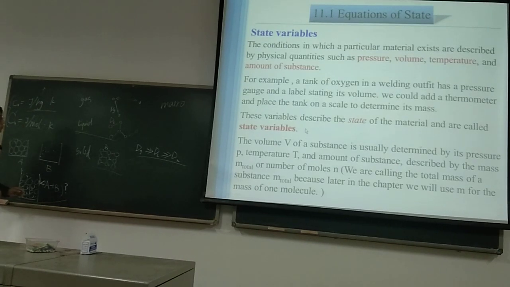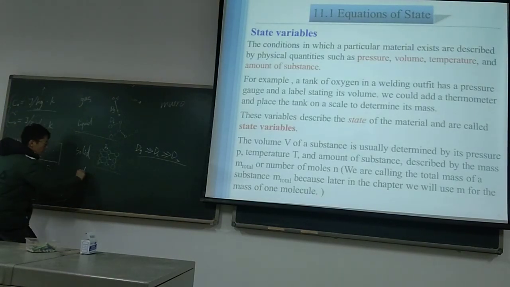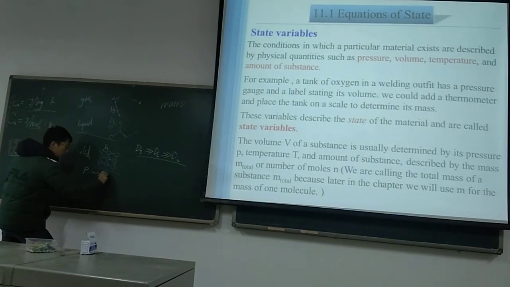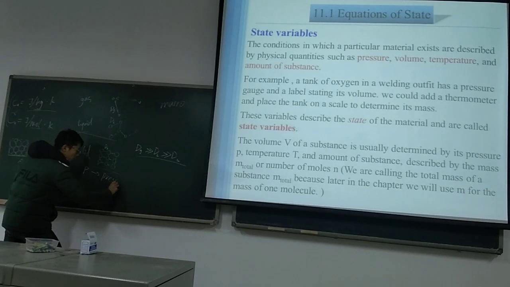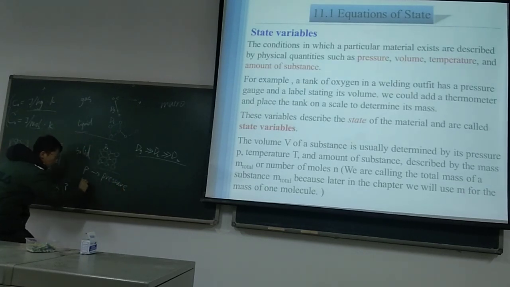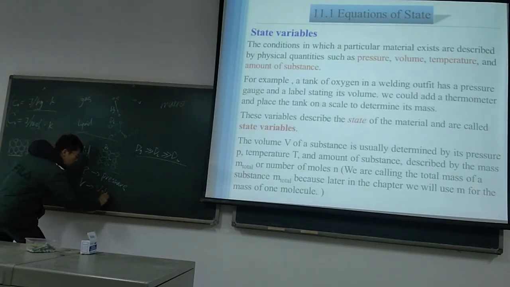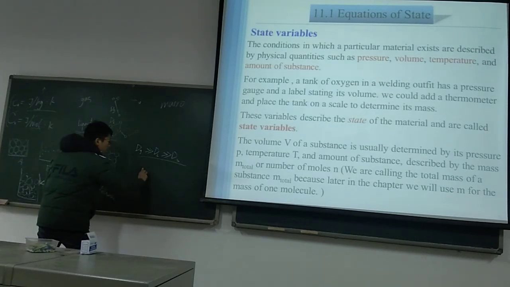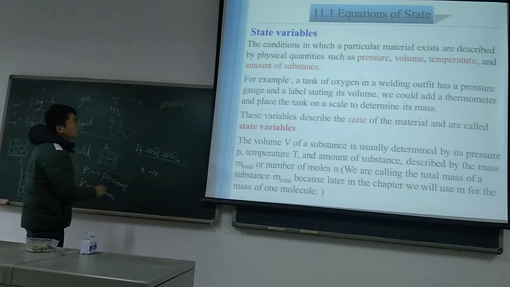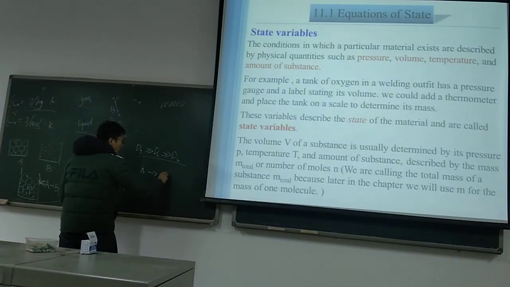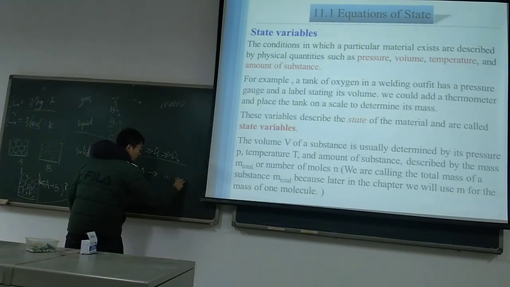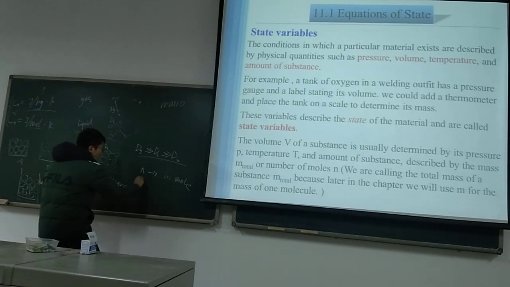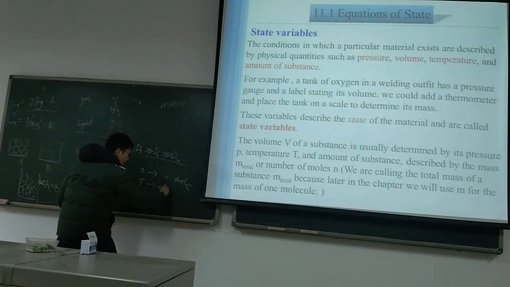For gas, the most used state variables: P for pressure, V for volume, N for the amount of substance in moles, R, T, temperature.